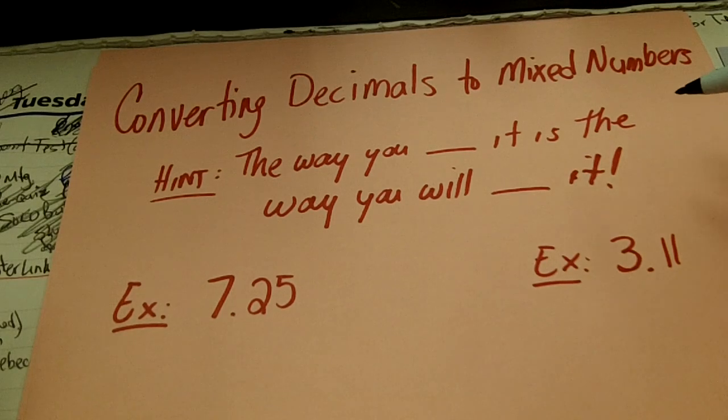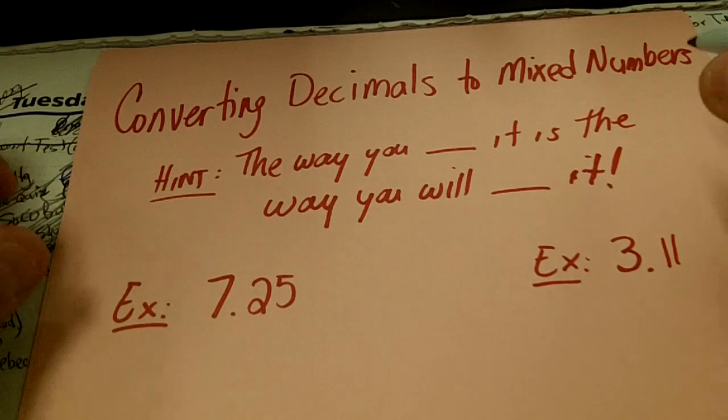There are 4 examples that I'm going to show today, and there are 2 on the screen right now, so feel free to pause if you want to try them out first, and then I'm going to solve them right now. The hint that I want to give for converting any kind of decimal to any kind of fraction or mixed number is what you see on the screen. The way you say it is the way that you will write it.